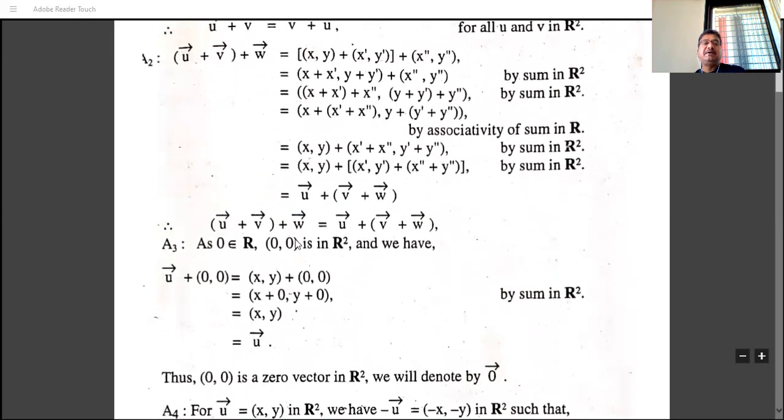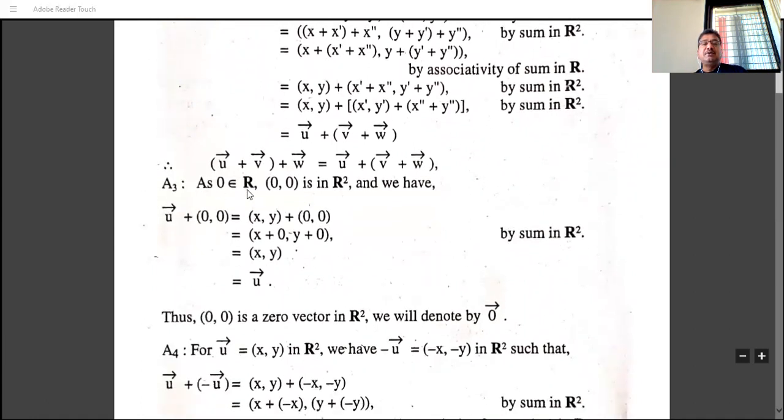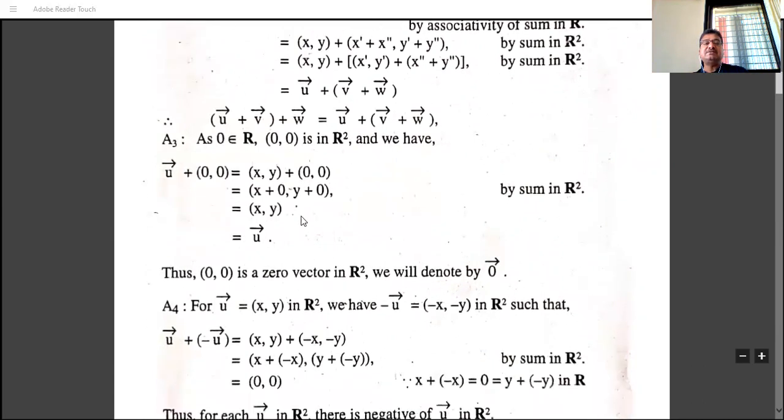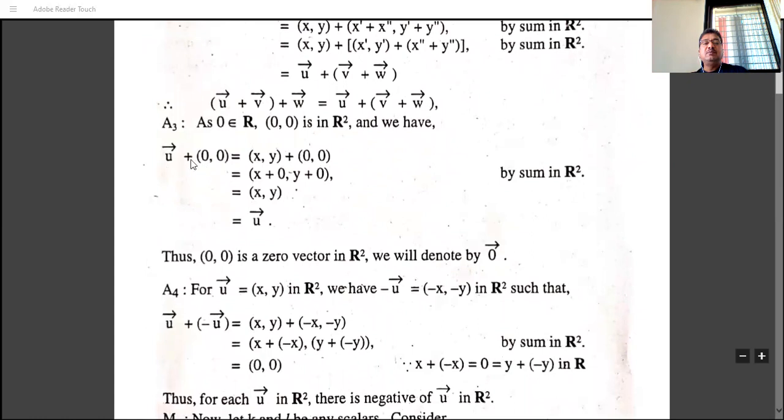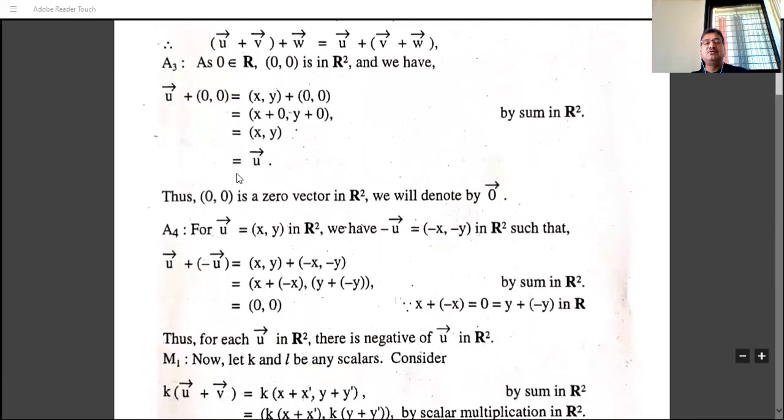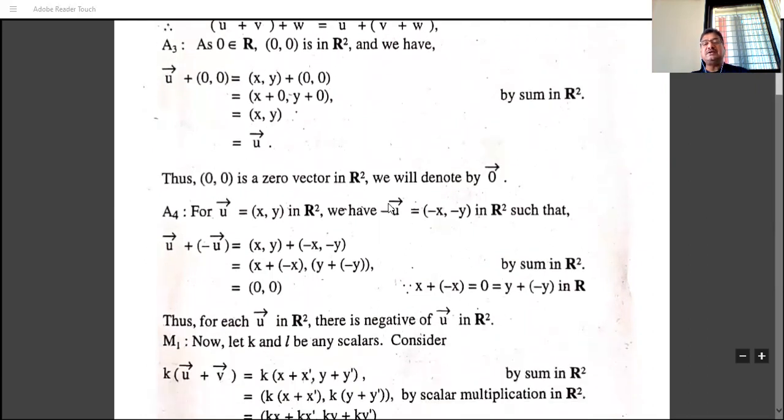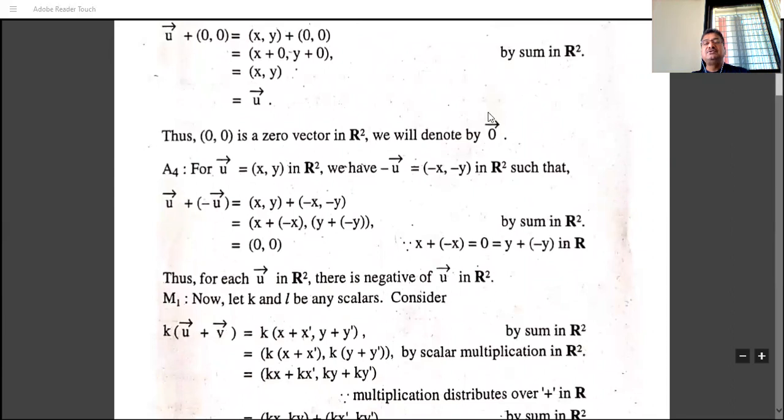So we have this property A2: (u bar plus v bar) plus w bar is u bar plus (v bar plus w bar). Then, as 0 belongs to R, what is the zero vector? The ordered pair (0, 0), here 0 bar. What is the 0 bar? The ordered pair (0, 0) exists in R2. So the zero vector exists in R2. What is the property of zero? If you add (0, 0) to u bar, then we have the answer u bar. u bar is (x, y), so we have the answer u bar. So the zero vector exists in R2. We denote it by 0 bar.